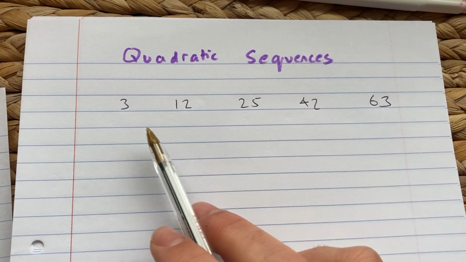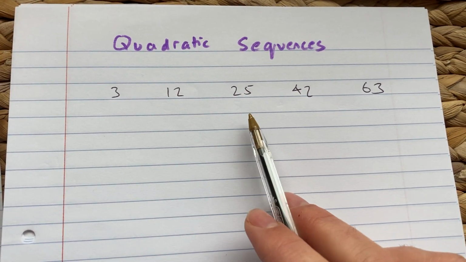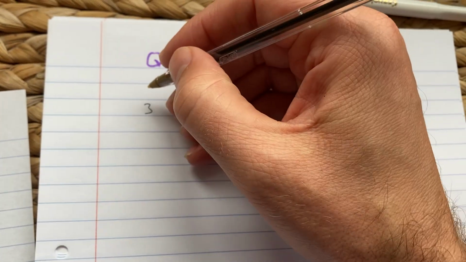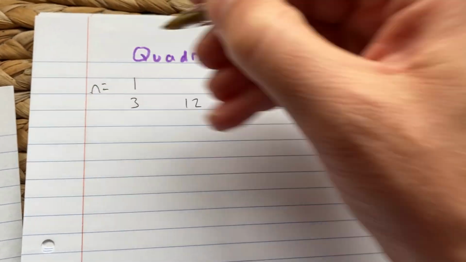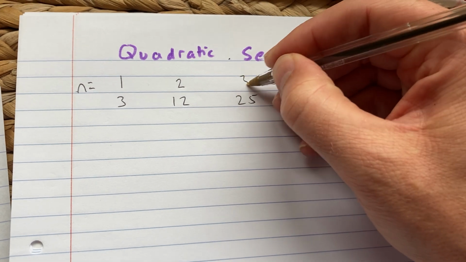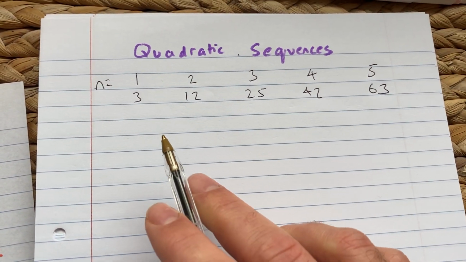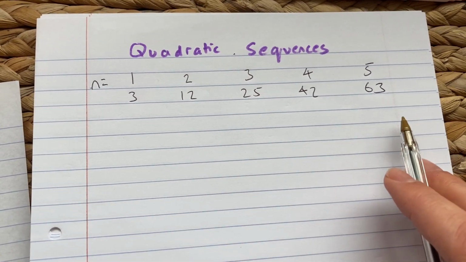So we have a sequence: 3, 12, 25, 42 and 63. So that's my n equal to 1, my first term, my second term, my third term, fourth term and fifth term. Now we want to find a sequence that'll generate that.